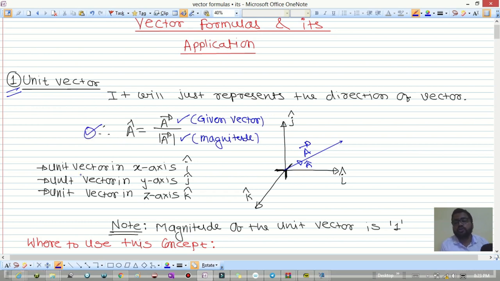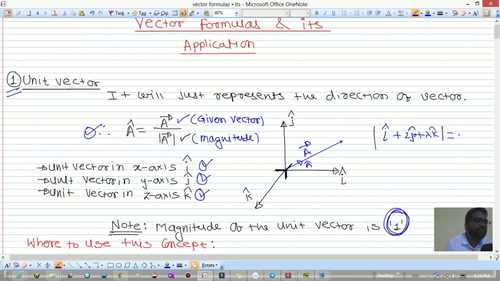Okay, now these three things you need to remember: the unit vector in the x direction is i hat, the unit vector in the y direction is j hat, and the unit vector in the z direction is k hat. So note, the magnitude of a unit vector is 1, right? Let us suppose they gave i hat plus 2j hat plus lambda k hat as a unit vector. So what is its magnitude? It must be equal to unity, right?